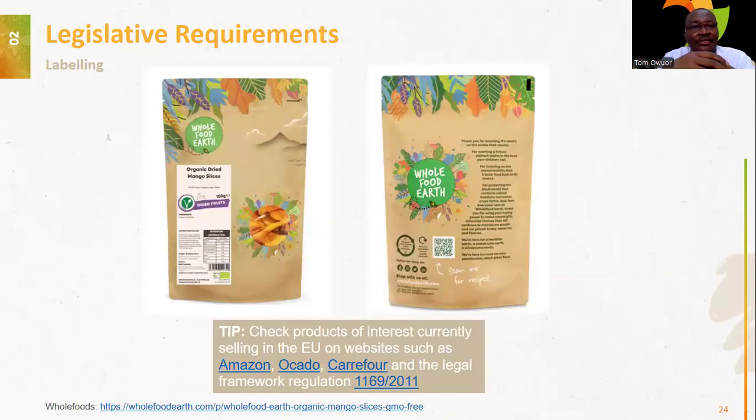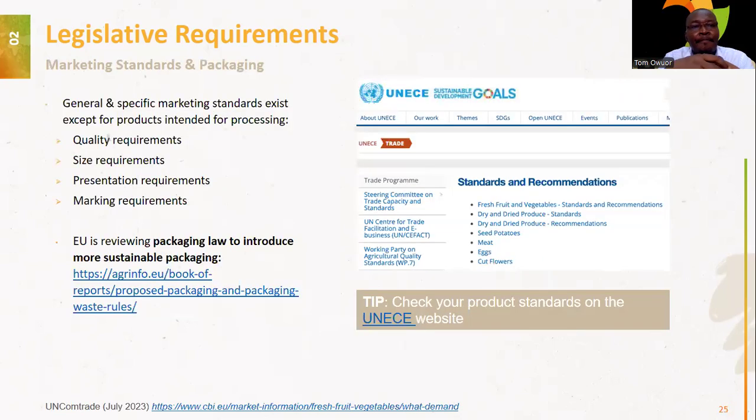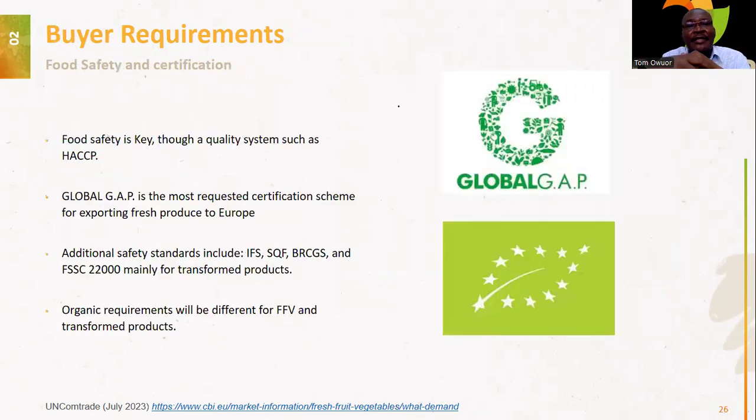So labeling continues. Whole food, this is basically talking about sustainable production. And of course, we have a lot of information written at the back that then informs us if at all there is some information we needed to appreciate from this particular product. So legislative requirements continue. And I would advise that for further readings, you go to the UNECE website. You'll be able to come across quite a lot of information that will then be able to guide you.